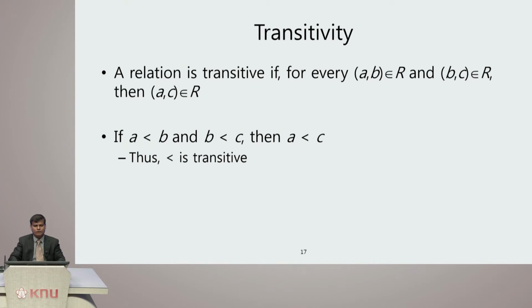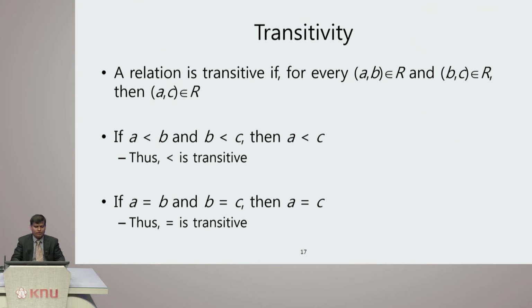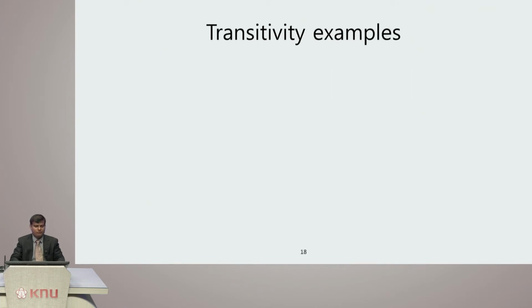So less than is transitive, and you can see if A is equal to B, B equal to C, then A equal to C. That's transitivity. When A is equal to B and B is equal to C, therefore A is equal to C. So you have the equal to sign as well. There are a few more relations that we have in case of transitivity.